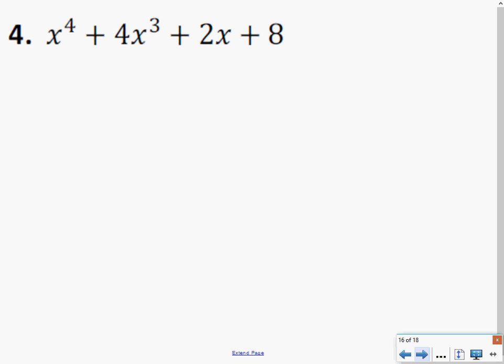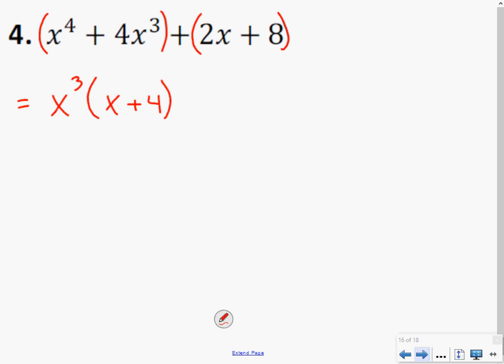All right, so let's make our groups. This one, the plus sign is already in the middle, so we don't need to do anything special there. So we can jump to finding our GCFs. So for the first group, it'll be x cubed. We go back and divide. We get x plus 4.